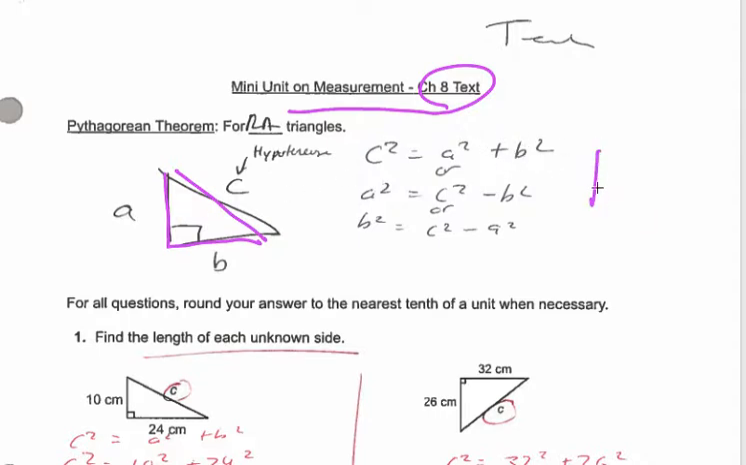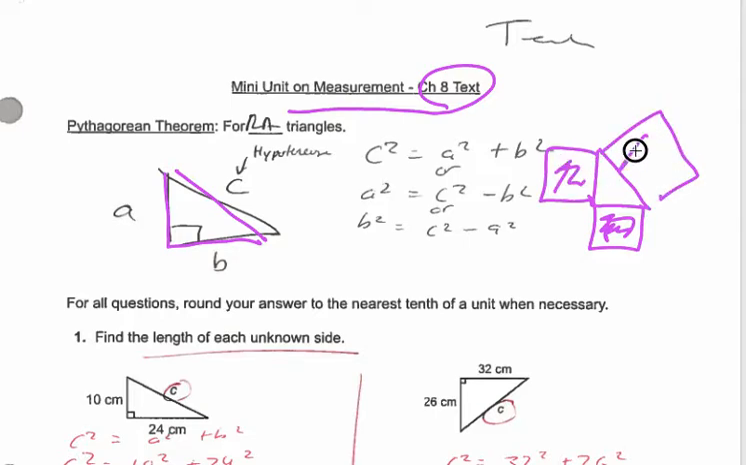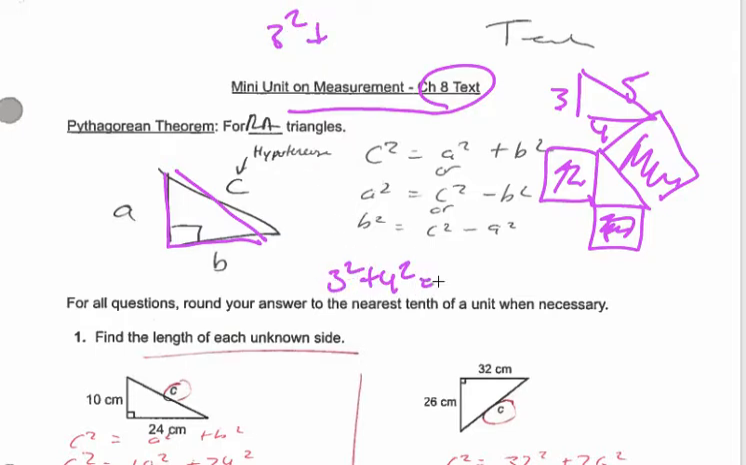The reason it works is if you square this side and give it an area, and square this side and give it an area, it will be the same size as this one here squared. If you don't believe me, you can have a basic Pythagorean triple, 3, 4, and 5, and that works because 3 squared plus 4 squared equals 5 squared. That's 9 and 16 equals 25, 25 equals 25.